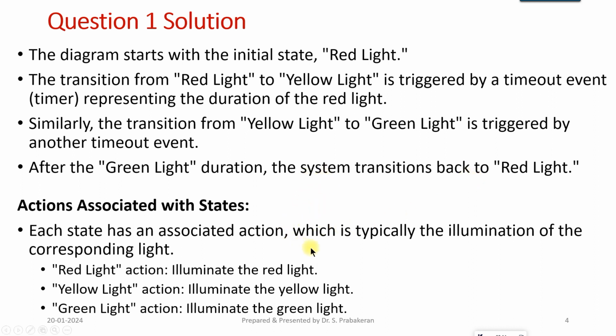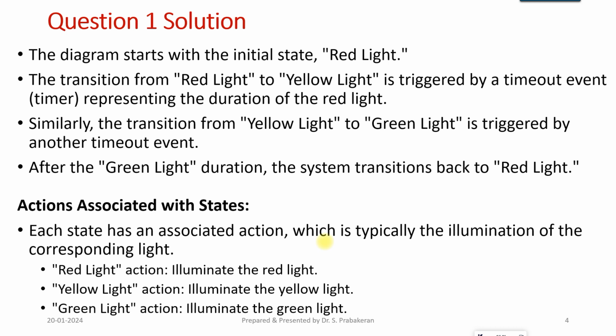And the next part is the transition from red to yellow. So we will allocate some specific period of time. With that particular time period, from red it will move into the yellow, the transition period, right? Now next transition is what? Now from red to yellow, that has been done with some timeout event. Then we are going to transfer the state, that is the transition from yellow to green light.